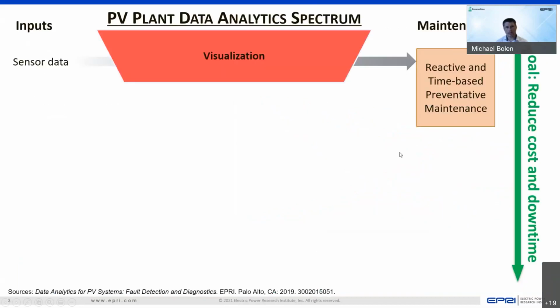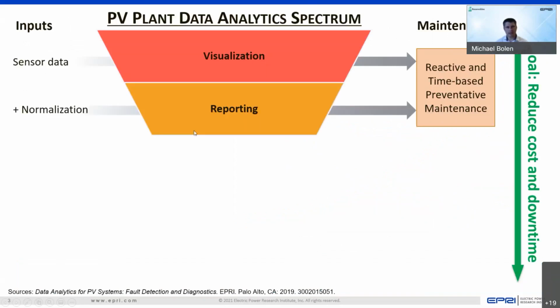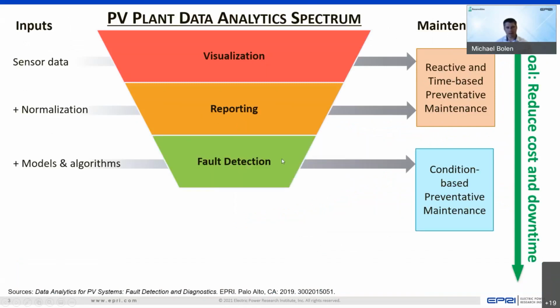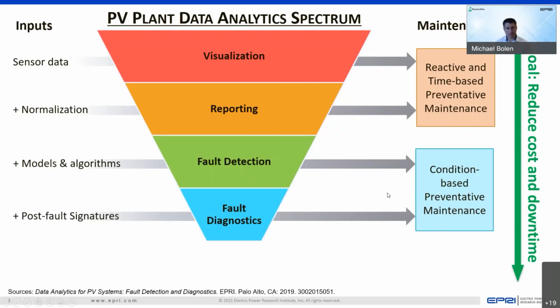And so, from a data analytics spectrum, if you just have that sensor data, then you are more in a reactive, time-based mode. But if you can do some analysis and normalization of this data, you can perhaps do some more reporting on it. As you go to fancier, more advanced techniques by adding models and algorithms, this gets into the fault detection mode that Federico had discussed, and the condition-based preventative maintenance that's enabled, all with this goal of reduced cost and downtime at the plant.